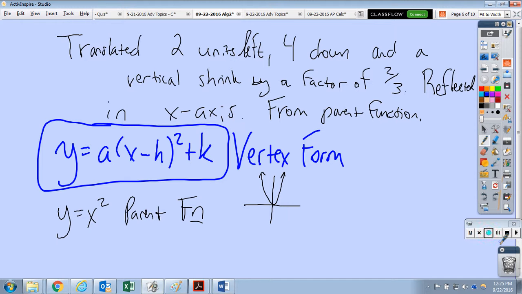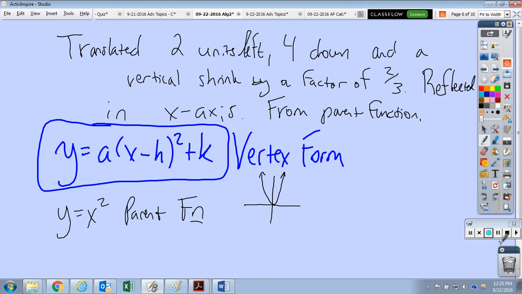Alright, so we have something like this. This will be on your test. The question we try to answer today is, how do we write an equation from the transformation described? Translate it 2 units left, 4 down, and a vertical shrink by a factor of 2/3, reflecting over the x-axis, and this is from the parent function.